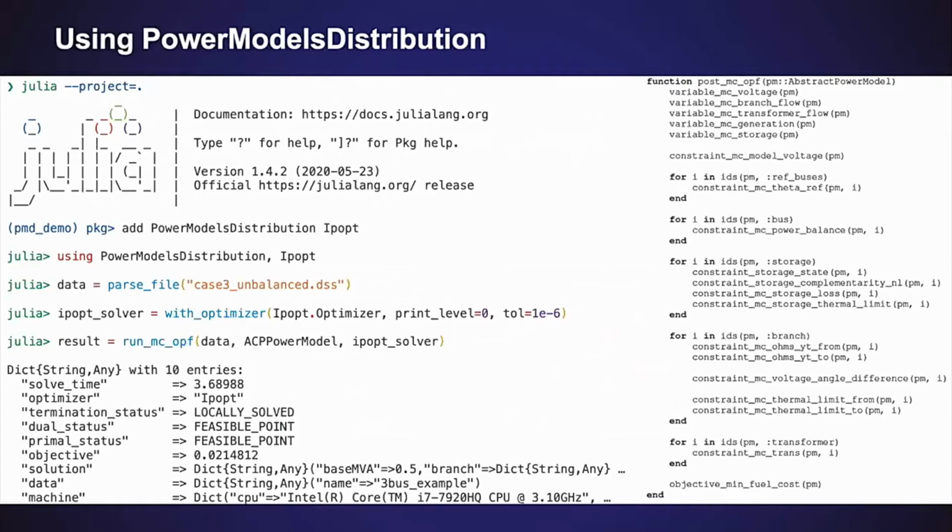We've also strived to make sure the user experience for PowerModels distribution is as simple as can be expected for an optimization-focused tool. Here I show a simple workflow for installing the package, loading a data file, defining an optimization solver, in this case the open source Ipopt solver, and running an optimal power flow using an AC polar formulation. And you can see you get your results out here, and it's all very straightforward.